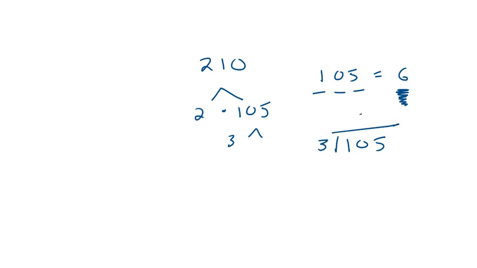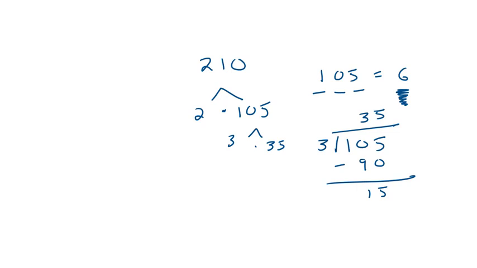Well, 3 goes into 10 3 times. 3 times 3 is 9, so I'll subtract 9 with a 0 added to it. 105, 15. 3 goes into 15 5 times. All right, so 105 is 3 times 35. So I'll write here in my factor tree 3 times 35.